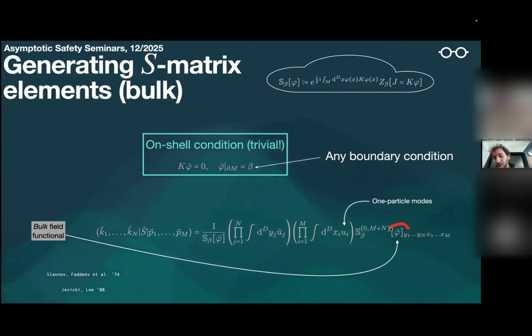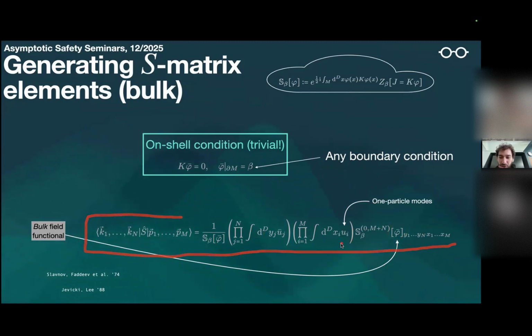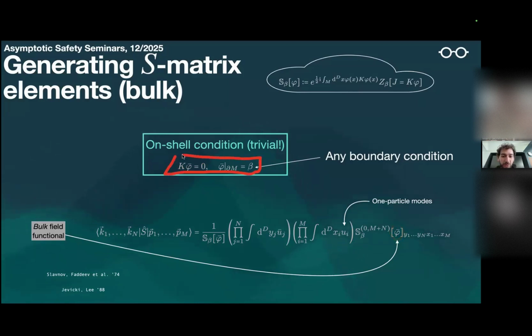But now I need to, the dependence on my bulk field is non-trivial. And in contrast, actually, I can basically take any boundary condition in this expression. In particular, for this equality to hold, I not only need to take derivatives, but I need to take my field to be a field that satisfies this on-shell condition. So this means that I need to satisfy the classical free equations of motion implemented with some boundary condition beta. But as I told you, this boundary condition is actually not relevant. I can take any of them.